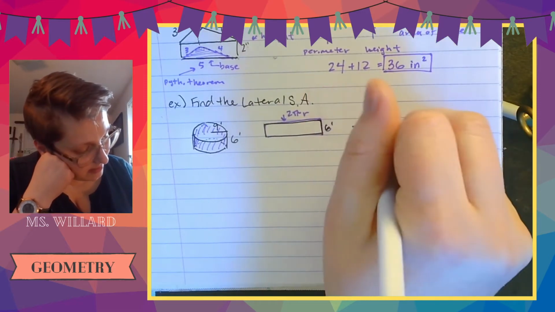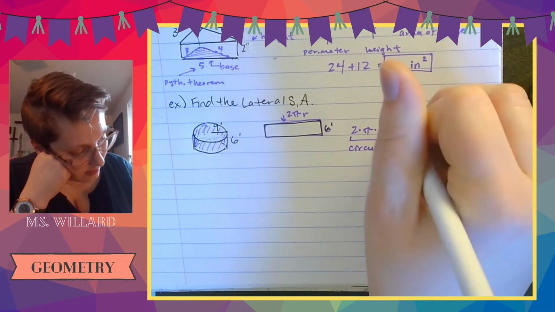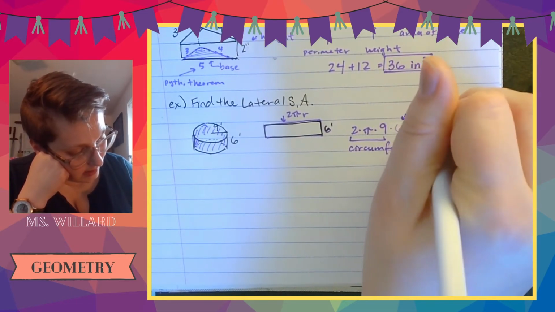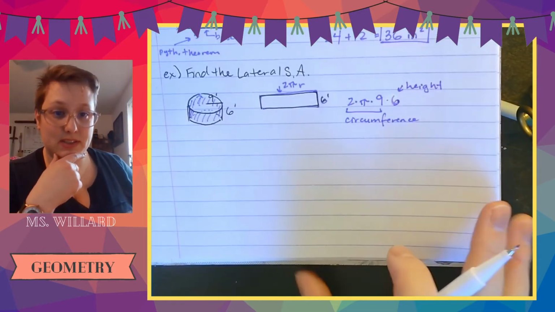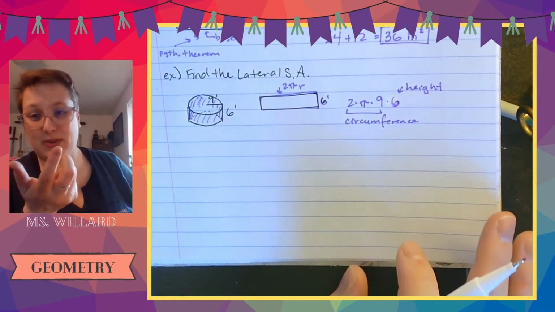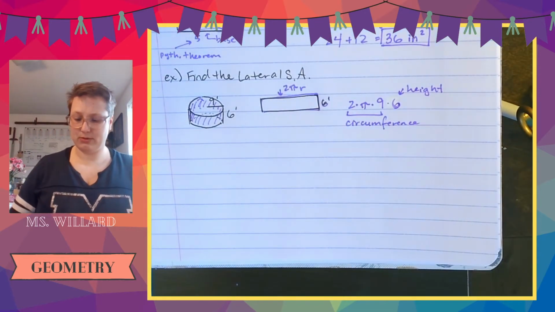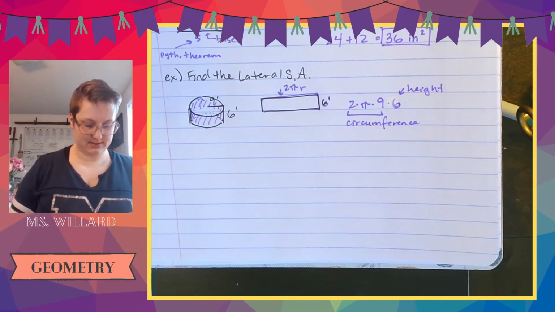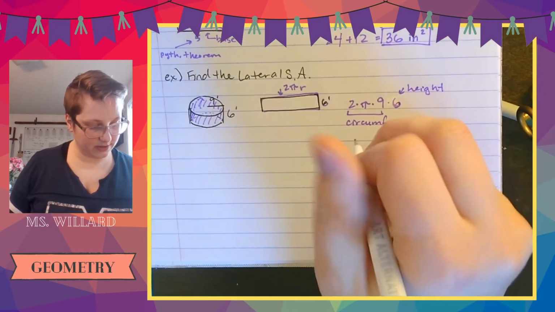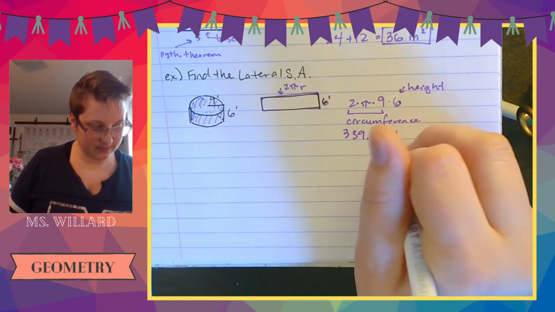Where do those numbers come from? This is the circumference. This is the height. And we're not going to add anything because it wants the lateral surface area, not the total surface area. So 2 times pi times 9 times 6. Let's do all that math in a calculator. 2 times 9 times 6 times pi, well, 108 pi, or 339.3 square feet.